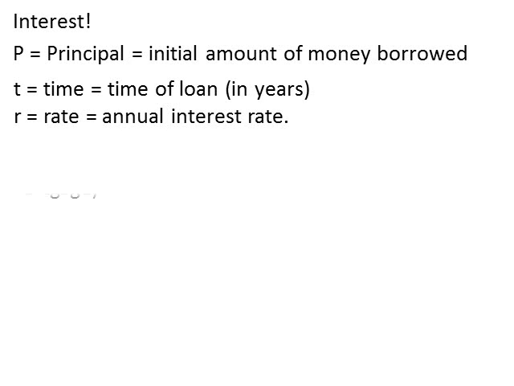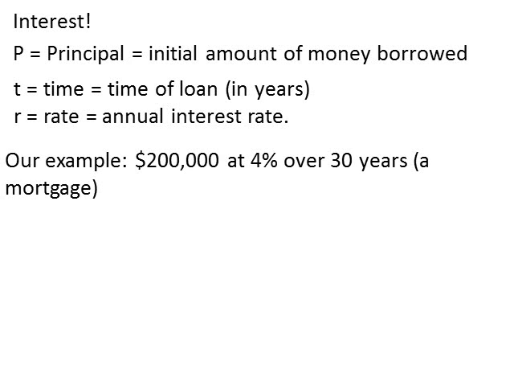If you've done interest before, you probably did this equation. And we're going to use an example. We're going to use a mortgage example. So this is going to be a $200,000 loan at 4% interest, and it's going to be over 30 years. So let's go ahead and calculate this out.